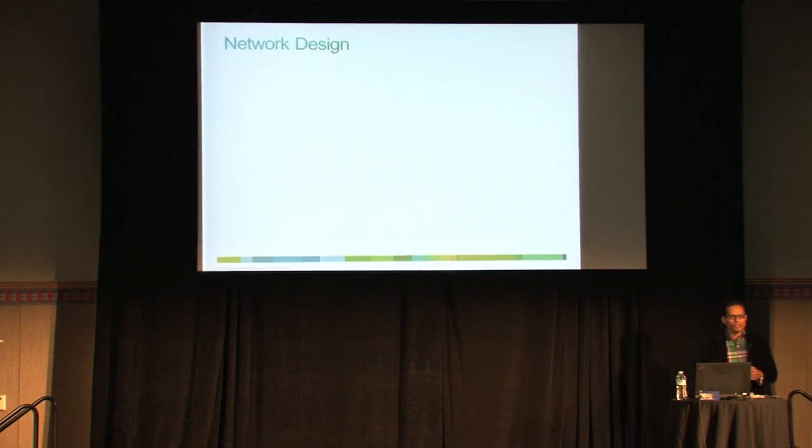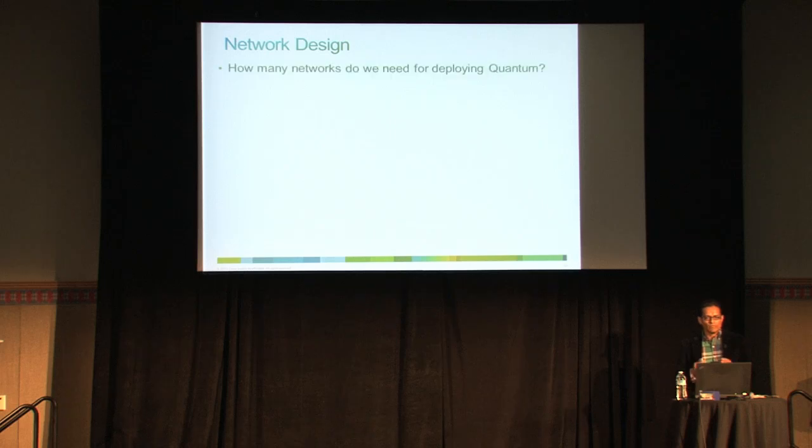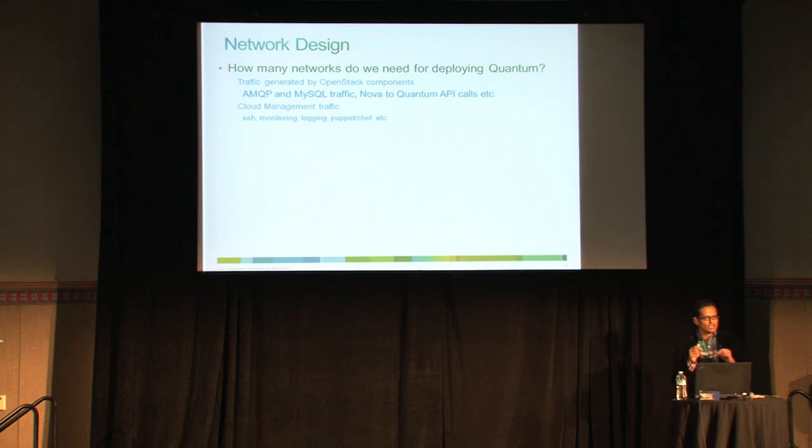So how do you design your network to support Quantum? You have seen the various models that Quantum enables, but how do you design your network for Quantum? Before you design networks, the first question is, how many networks do I need? The answer to that is, you will have to analyze your traffic to see how the traffic flows, and you may want to group all the similar flows together.